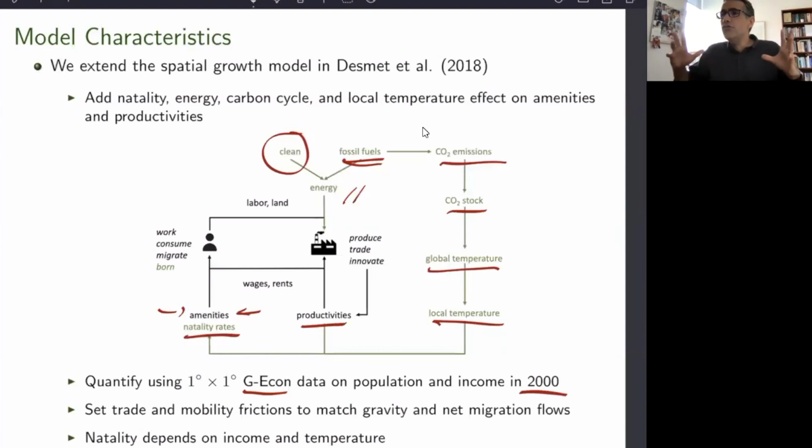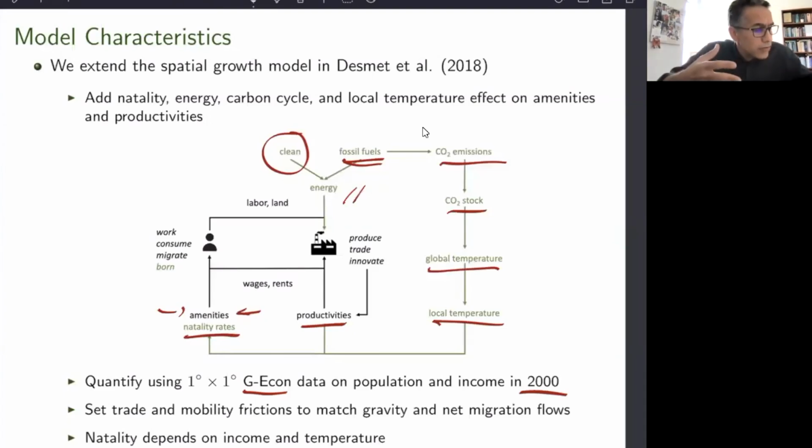The model gives you a mapping from fundamental amenities and fundamental productivities into population levels and income levels, conditional on the migration cost. And so you have that mapping, and you can invert that mapping. And you can show that the inversion is unique. That means you can calculate what are the amenities and productivities that are exactly consistent with the levels of population and income in the world. And that's what we're going to do in the baseline year.